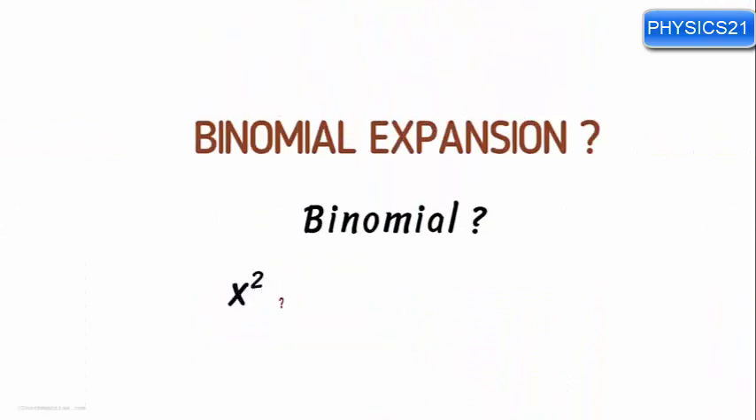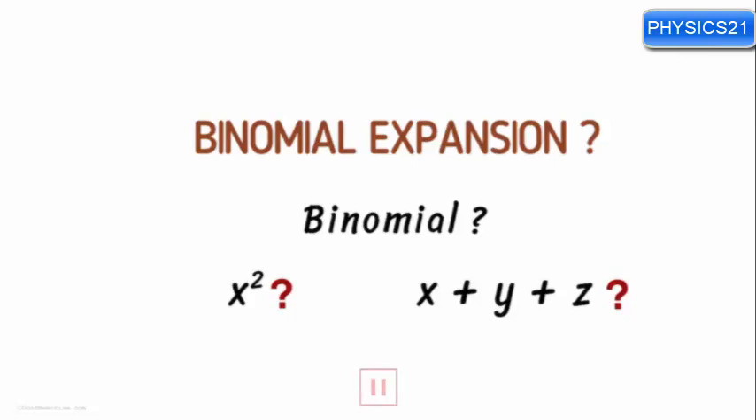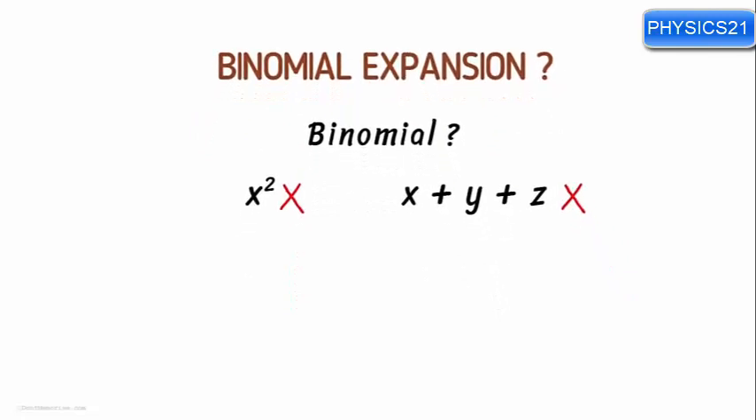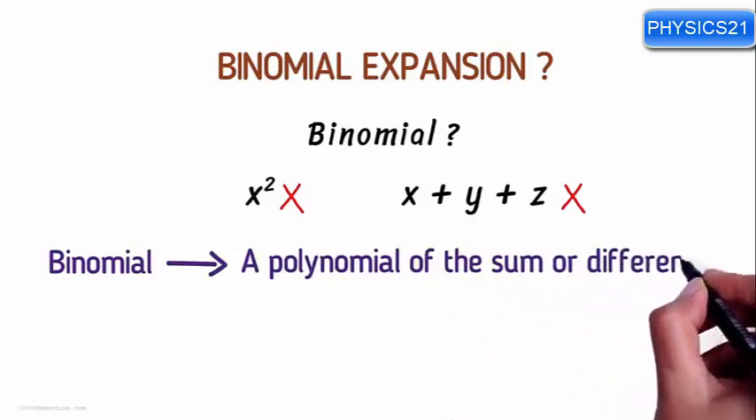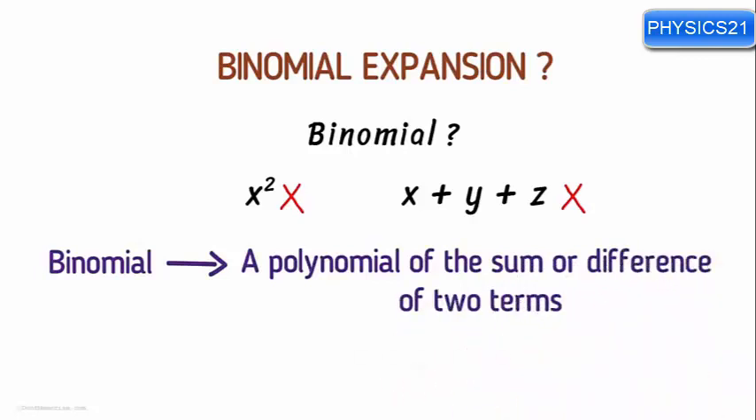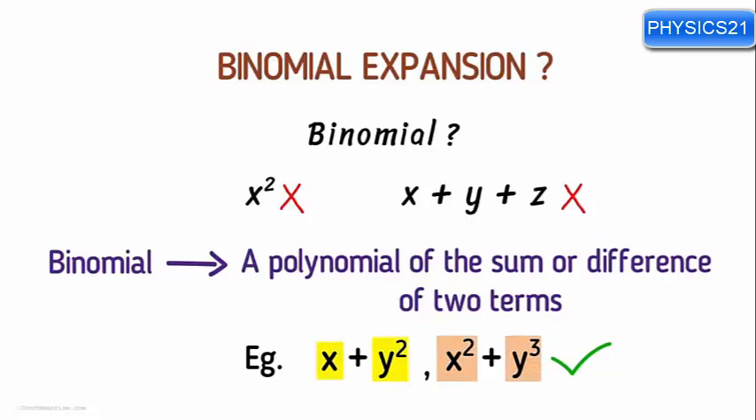Is x squared a binomial? Or is x plus y plus z a binomial? No, they're not. Then what is a binomial? In simple words, a binomial is a polynomial which is a sum or difference of only two terms. For example, say x plus y squared or x squared plus y cubed. Are they binomials? Yes, you're right, they are, because they consist of only two terms.